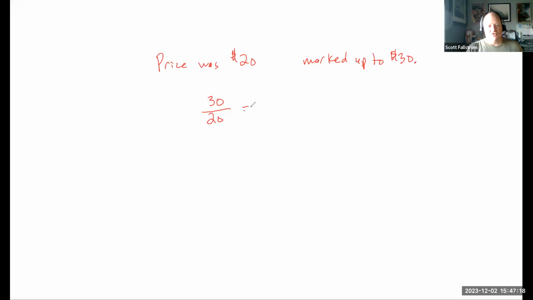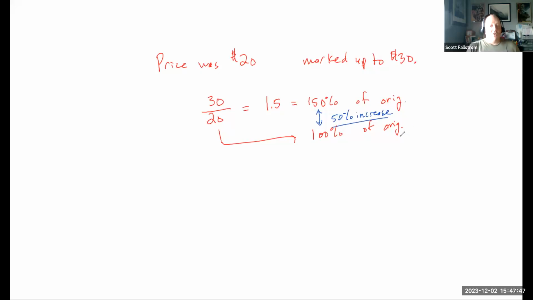If you do this division, you end up with 1.5, which if you turn it into a percent is 150% of the original. Now remember, if there was no markup, you would have paid 100% of the original. So when you're comparing it, you can almost immediately see this is a 50% increase. Okay, they marked it up 50%.